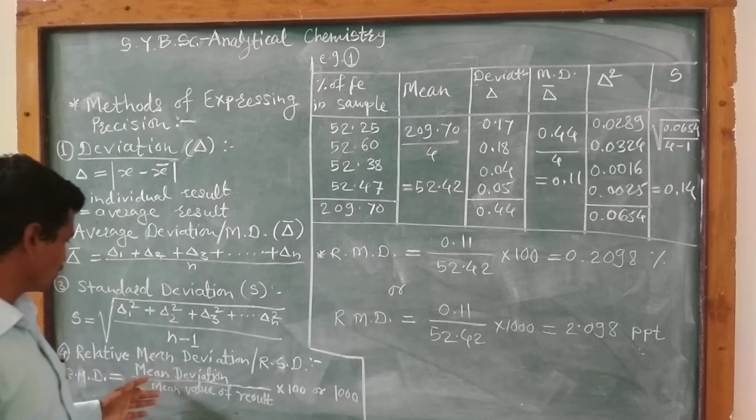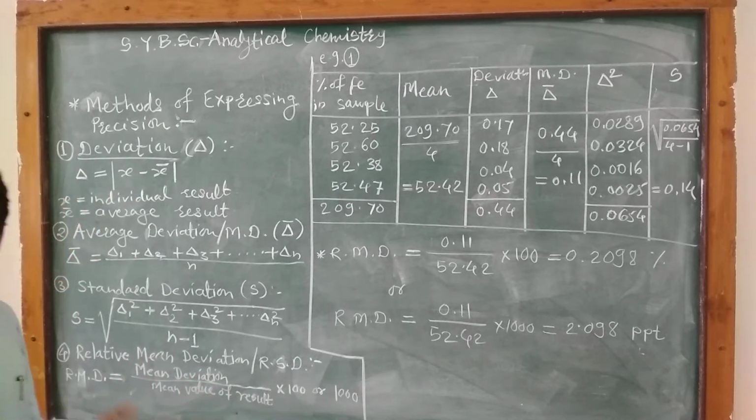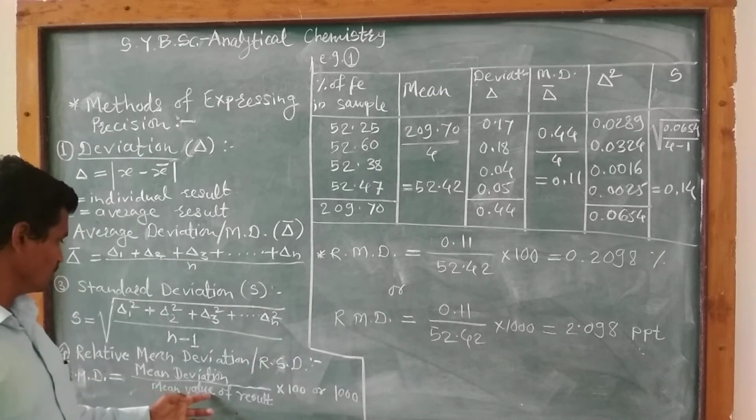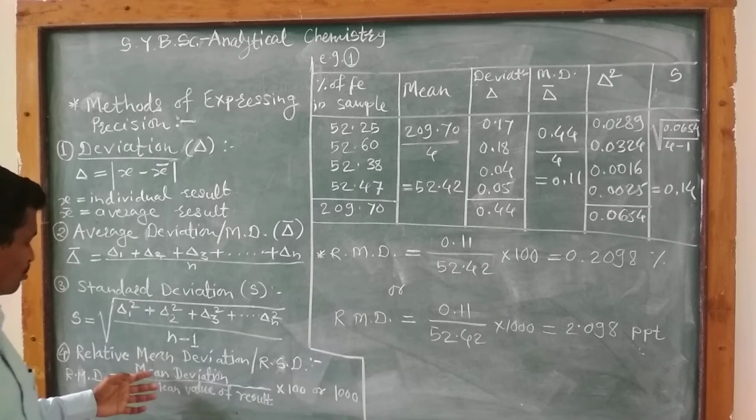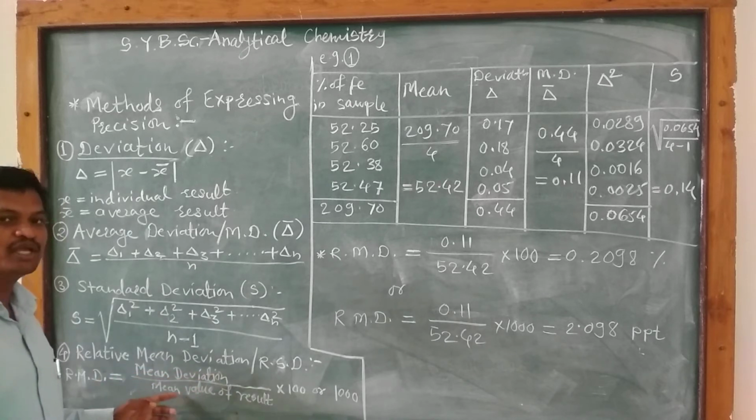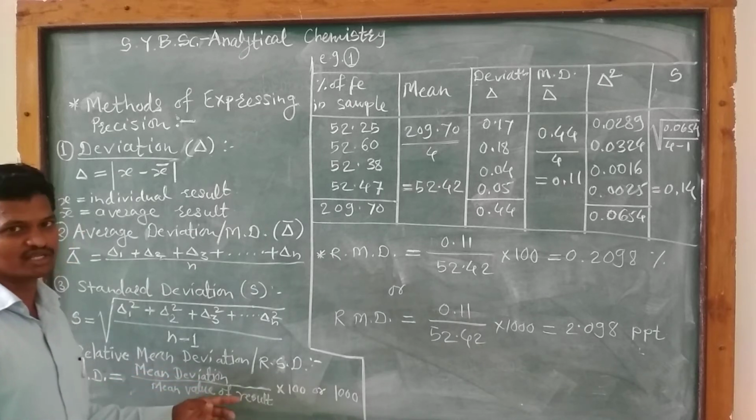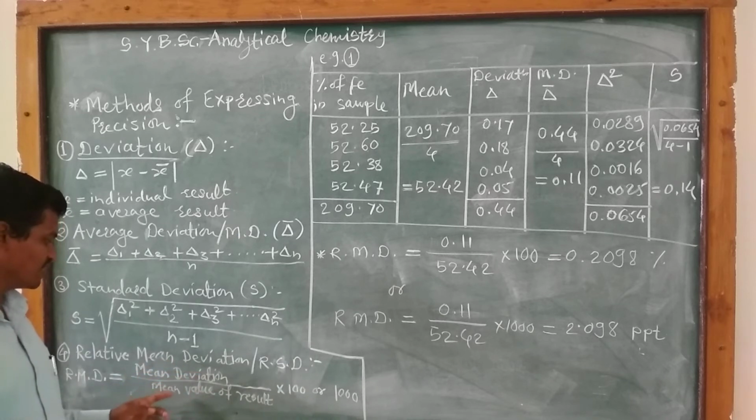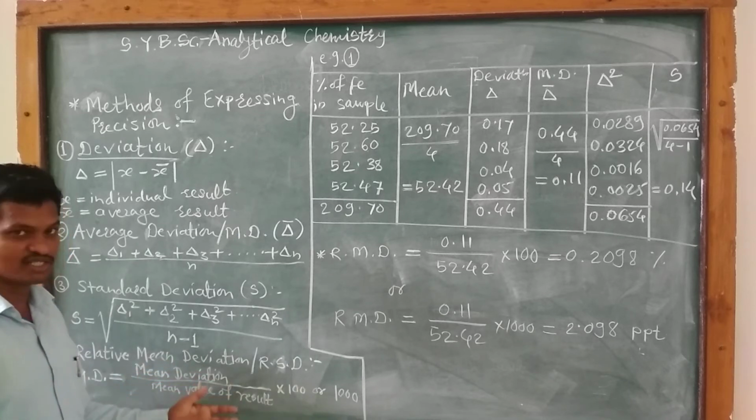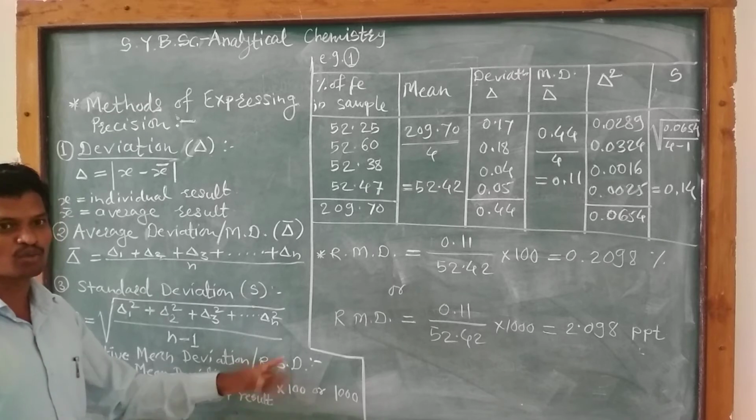RMD or RSD is equal to mean deviation divided by mean value of the result, or average deviation divided by average value of the result, into 100 or 1000.